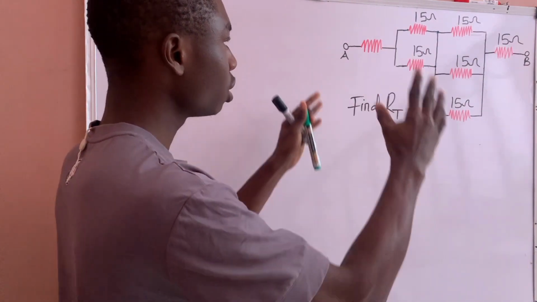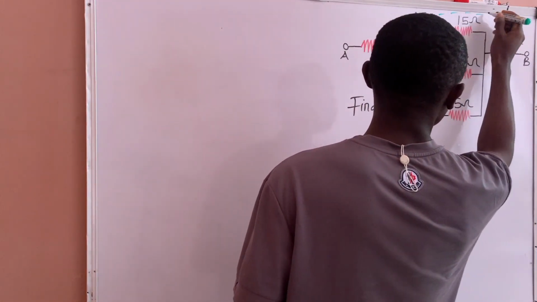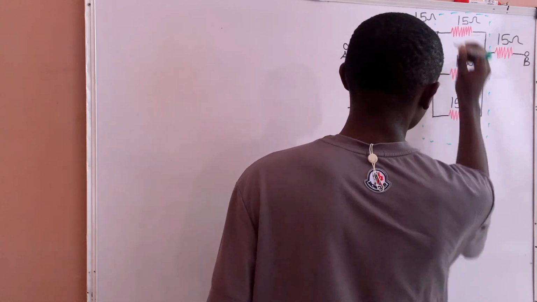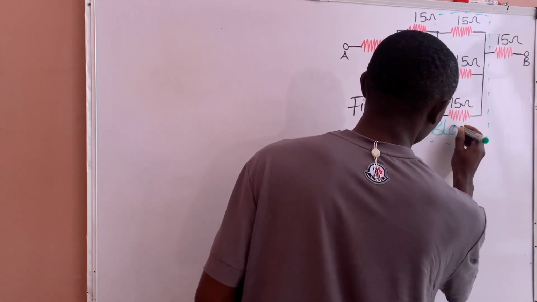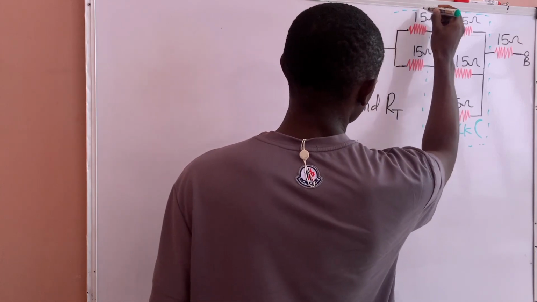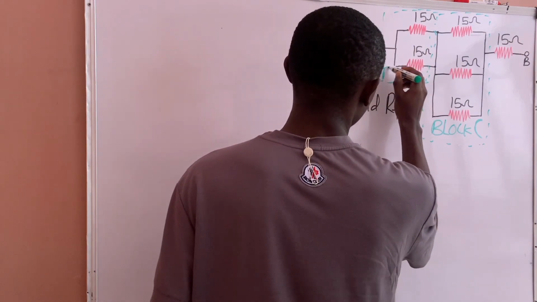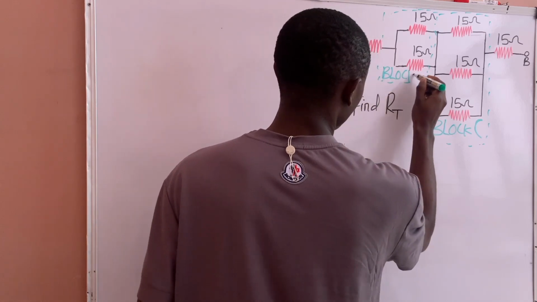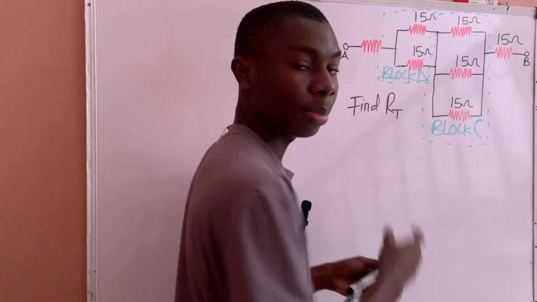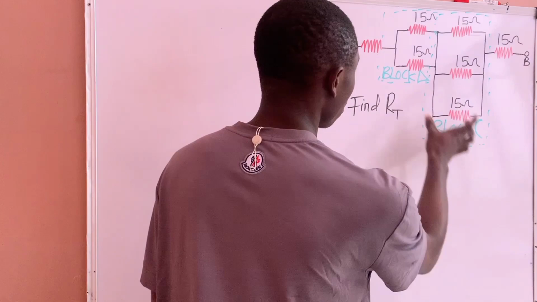So let us partition this circuit into blocks. We can call this part, these 3 resistors that are in parallel, block C, while we can call these other 2 resistors that are in parallel block D. So now, let us solve the parallel group first, which is these 2 blocks. Let us find the total resistance in these 2 blocks first.